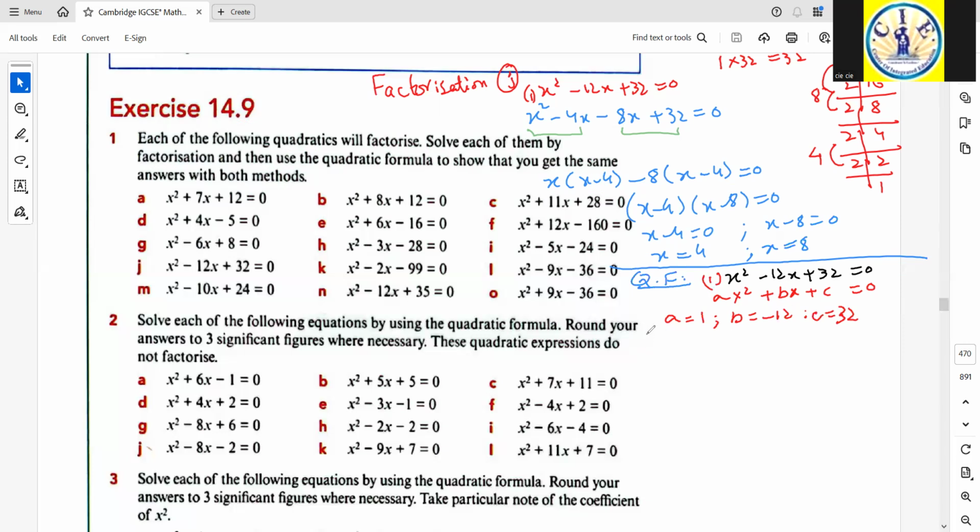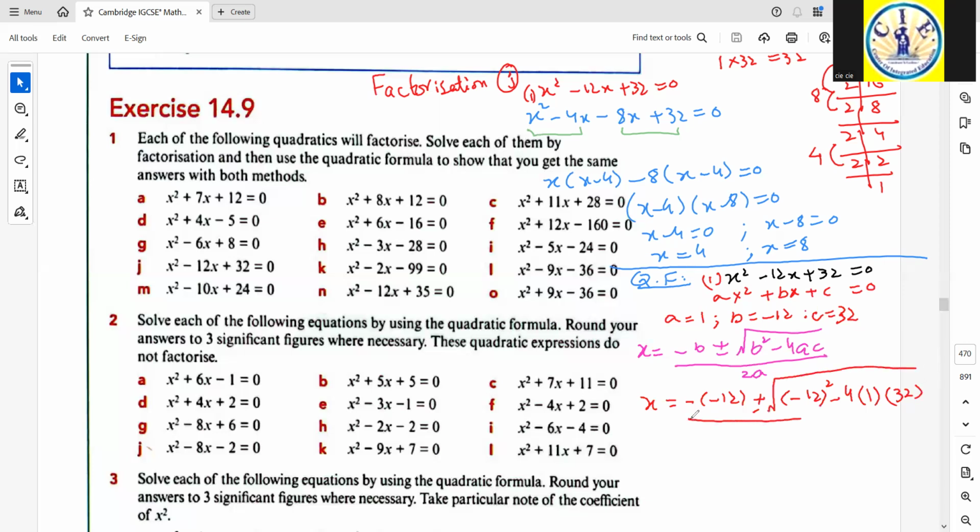So now we would be using the quadratic formula x equals negative b plus minus square root of b square minus 4ac, whole divided by 2a. This will give me x equals negative times negative 12 now, because the value of b is itself negative. Then square of negative 12 minus 4, a is 1 and c is 32, whole divided by 2 times 1.